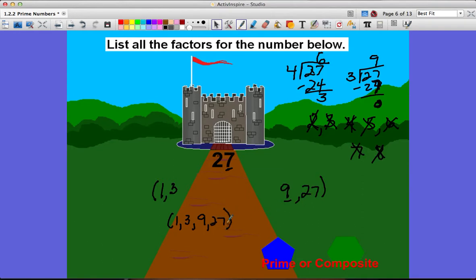So even though this number is odd, it's still a composite number. Okay, so don't just think because a number is odd that it's prime. It doesn't always work that way.